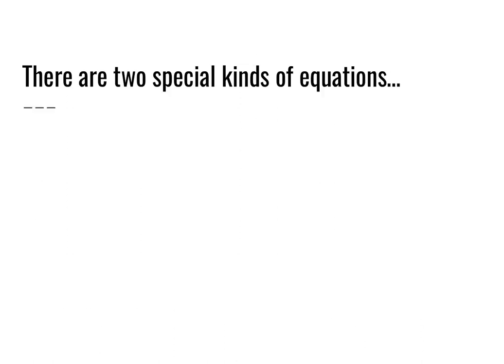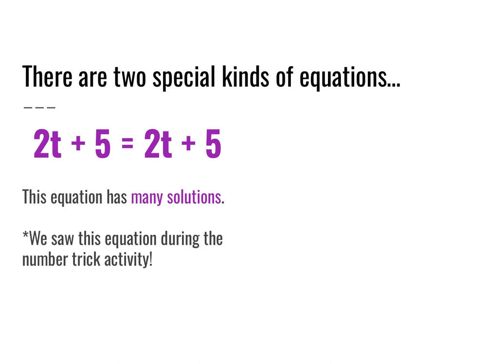So far today we've talked about two kinds of equations. Now, prior to today, we talked about having one solution. So x equals 3 or x equals 5. Today we have introduced a new idea, and that is having many solutions. So when I have that same expression on both sides of that equal sign, I have many solutions. It's a many solution situation.